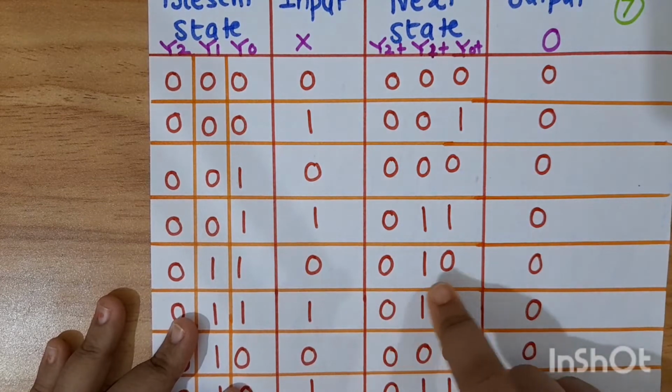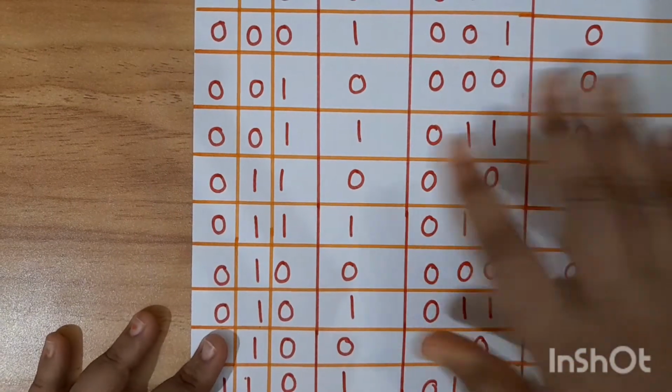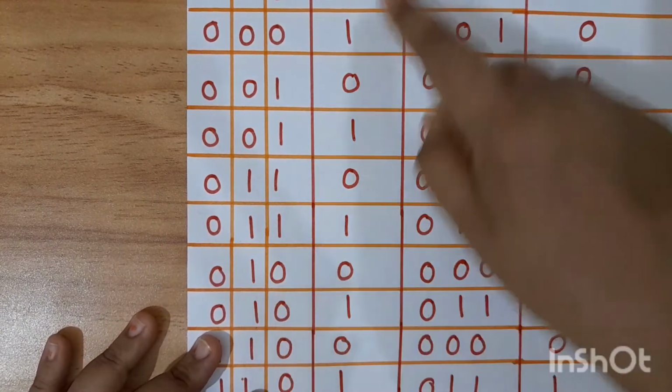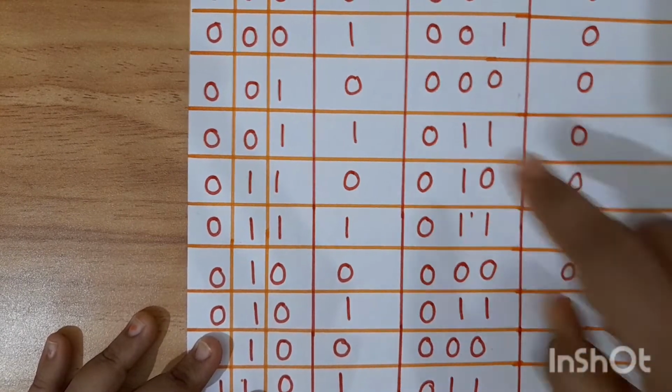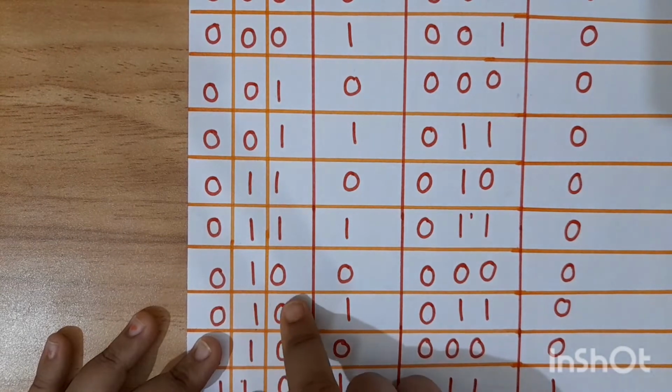Next state is 0, 1, 0. Output is 0. Present state is 0, 1, 1. Input is 1. Next state is 0, 1, 1. Output is 0.